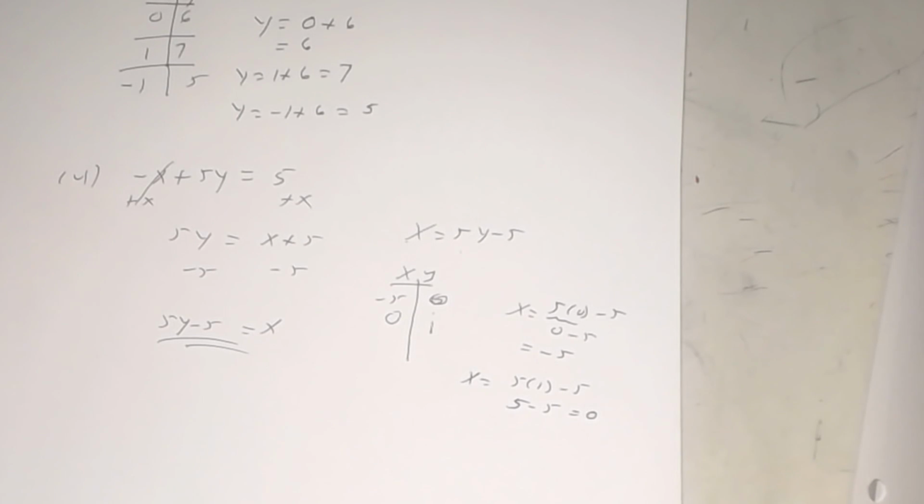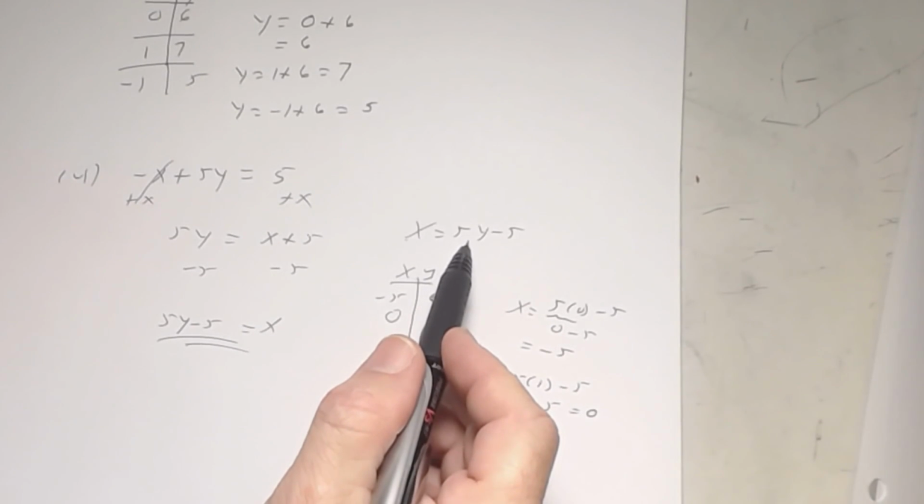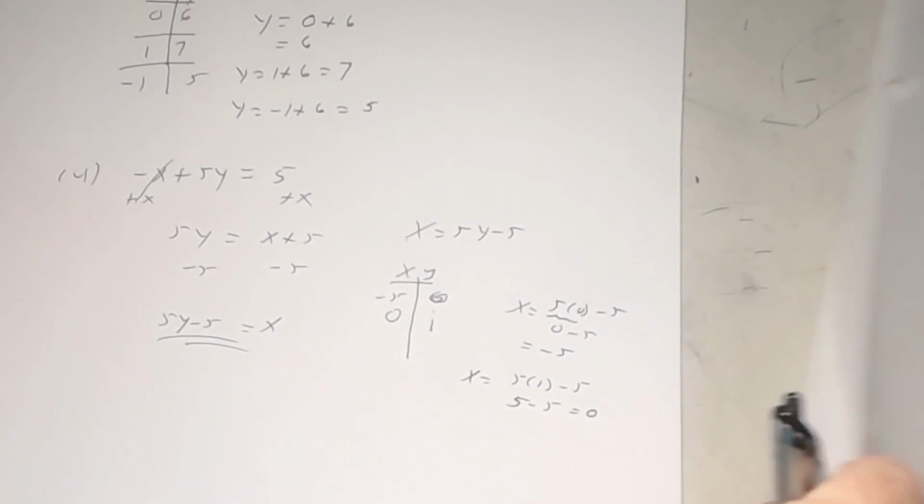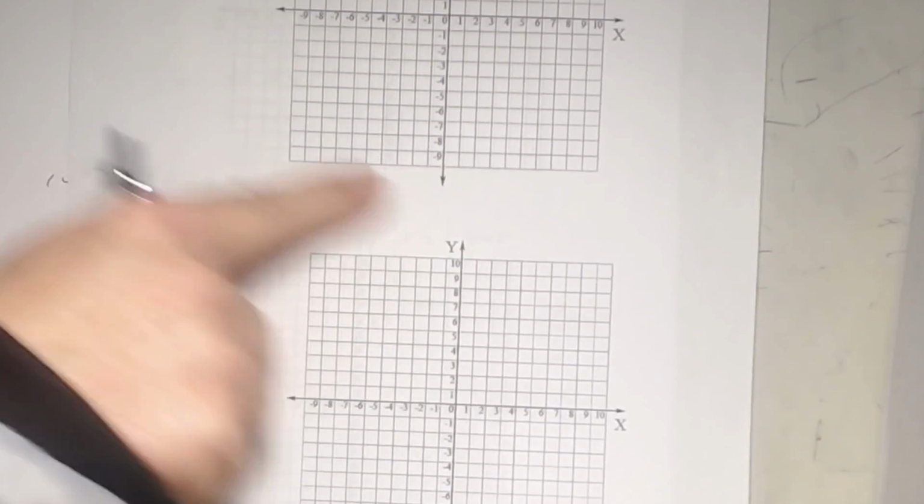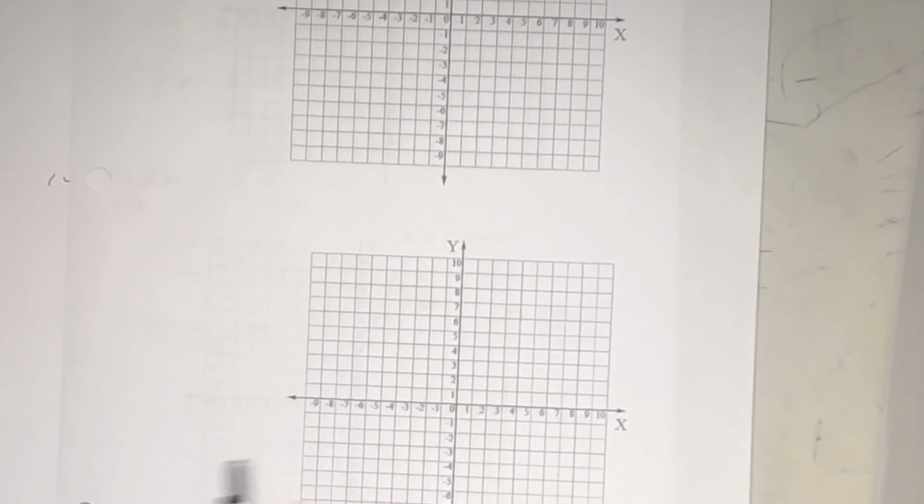Negative 3 would be too big for me. Negative 2 would be too big also. Now here's why. I want you to think why. So what's 5 times negative 2? And what's a negative 10 and negative 5? Negative 15. You would be beyond this white space. So let's try and keep it within here.